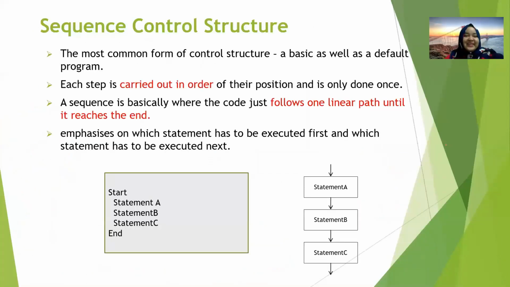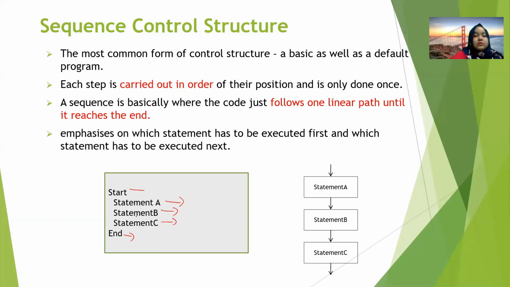Okay, don't worry. Okay, so next sequence control structure saya dah cakap tadi. The most common form of control structure, basic as well as default program. Each step is carried out in order of their position and is only done once. Okay, sekali. Daripada input, process and output. A sequence is basically where the code just follow one linear path until it reach the end. From start to end. Emphasizes on which statement has to be executed first and which statement has to be executed next. Dia akan follow one by one lah. Start, lepas tu buat statement A, lepas tu statement B, statement C sampailah end.